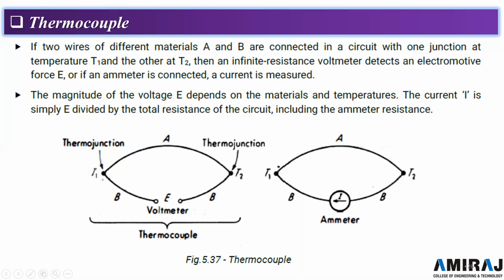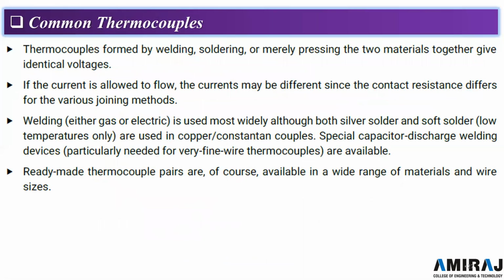Thermocouples are formed by welding, soldering, or merely pressing the two materials together, giving the identical voltage. If the current is allowed to flow, the current may be different since the contact resistance differs for various joining methods. Welding, either gas or electric, is most widely used.